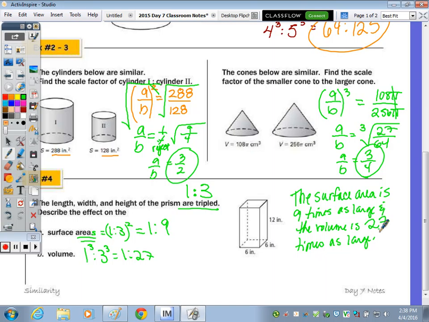So say I was going to take each side and multiply it by 4. How many times as large would the surface area be? Instead of tripling it, say I multiply each side by 4. Well, how is that going to affect the surface area? It's going to be how many times larger? How about the volume? The scale factor is 4. It's a 1 to 4. 4 cubed, it's going to be 64 times as large. Okay?